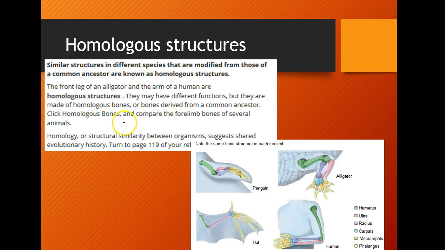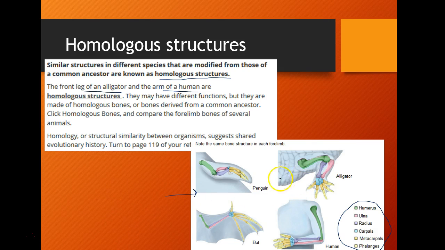We call similar structures that maybe have been modified homologous structures. And if we look at this picture right here, we see homologous structures with these bones that are all right here. If you were to look at the front leg of an alligator and the arm of a human, you probably wouldn't know that they are homologous structures. But if we look a little bit more closely at the skeletal structure of those two animals, we can see that there are actually a lot of similarities.